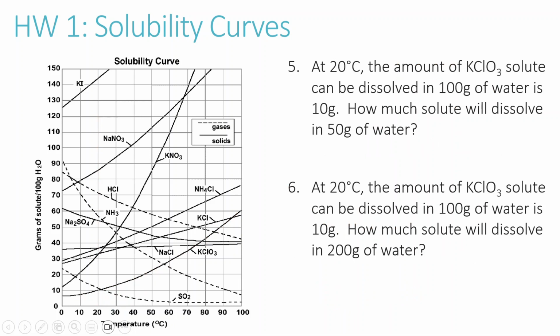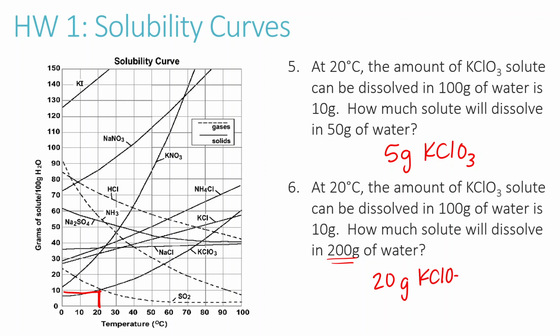So at 20 degrees, the amount of KClO3 that can be dissolved in 100 grams of water is 10 grams. So we just saw that on our graph here. So how much solute would dissolve in 50 grams of water? So if we have half as much water, we can dissolve half as much KClO3. So we would only be able to dissolve 5 grams. What if we double the amount of water? If we have 200 grams of water? Well, if you have twice the amount of water, then twice the amount of solute will be able to dissolve. So here we would get 10 times 2, which is 20 grams of KClO3.